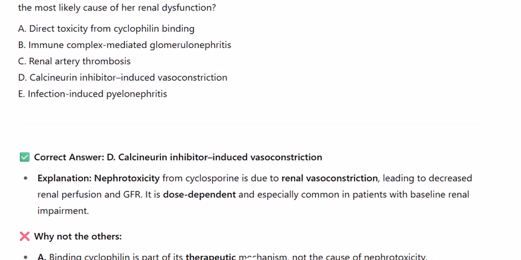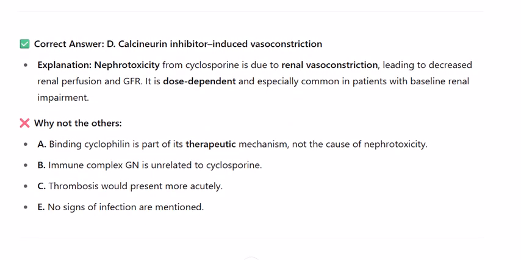Explanation: nephrotoxicity from cyclosporine is due to renal vasoconstriction, leading to decreased renal perfusion and GFR. It is dose-dependent and especially common in patients with baseline renal impairment.